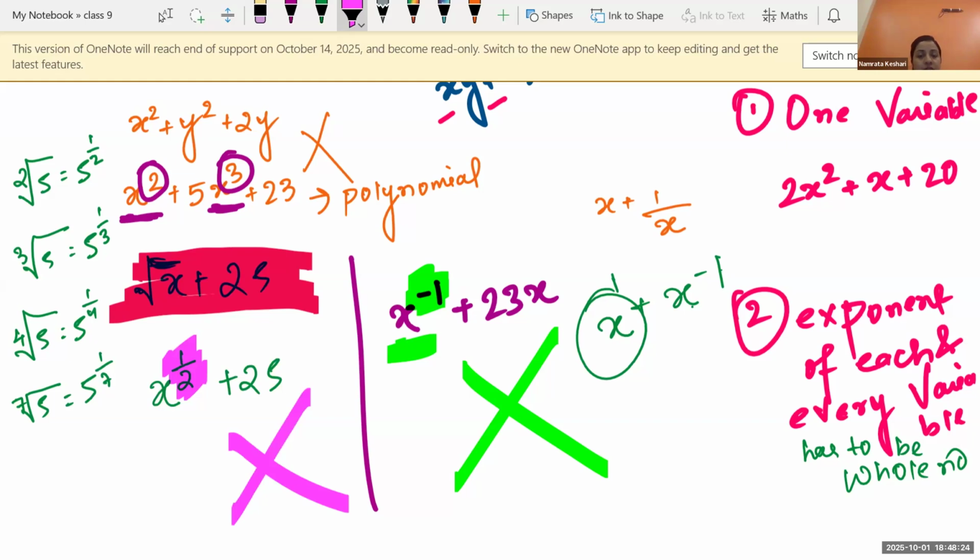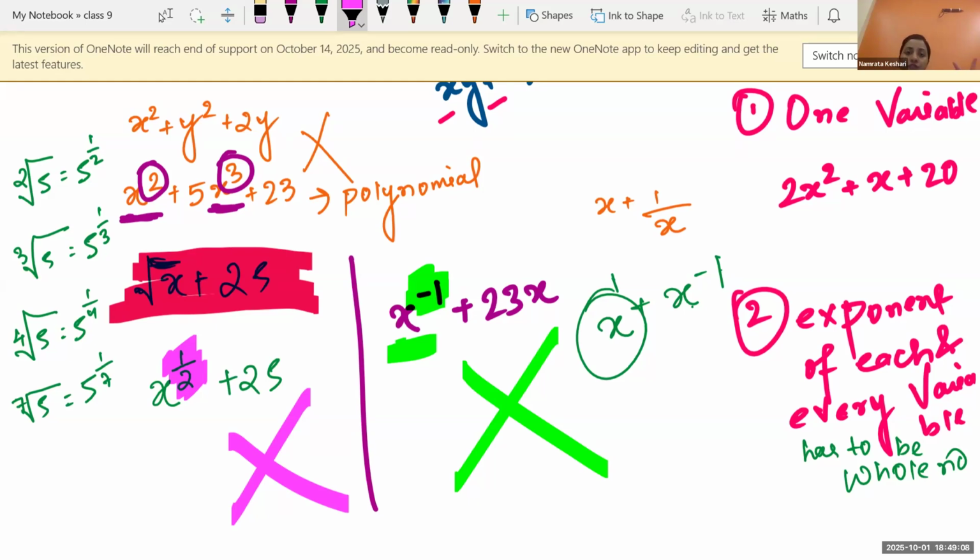Ma'am, can you repeat that for a minute? I said the exponent of each and every variable. Whatever x you can see, whatever y you can see, just take a pause and check the exponent of all the x or all the y in your polynomial. The first x was inside the root, which can be written as power 1 by 2, and this exponent is not a whole number. Is 1 by 2 a whole number? No, ma'am.